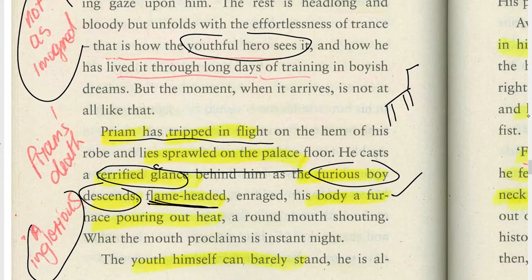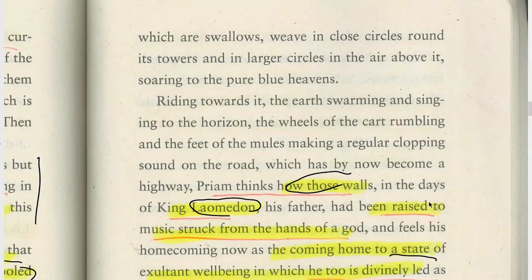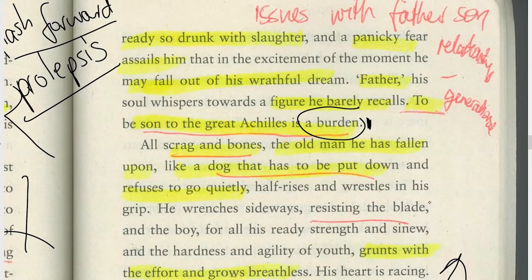He's got flame hair, so red hair. His body a furnace pouring out heat. And the youth himself can barely stand. He's so drunk with his slaughter, and a panicky fear assails him. Father, his soul whispers towards a figure he barely recalls. To be the son of the great Achilles is a burden. And certainly there are issues with their father-son relationship, the generational impact of vengeance, and the separation, abandonment, perhaps. There's a lot of things that we could analyse here.